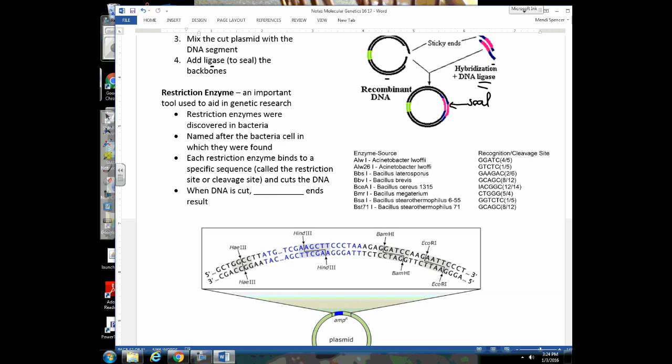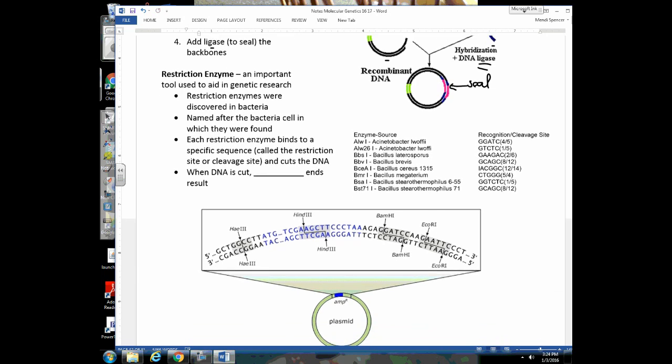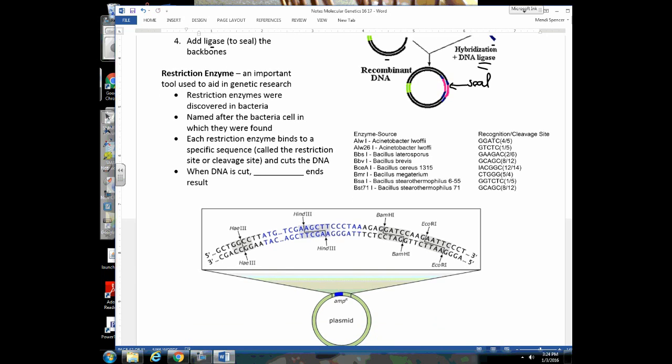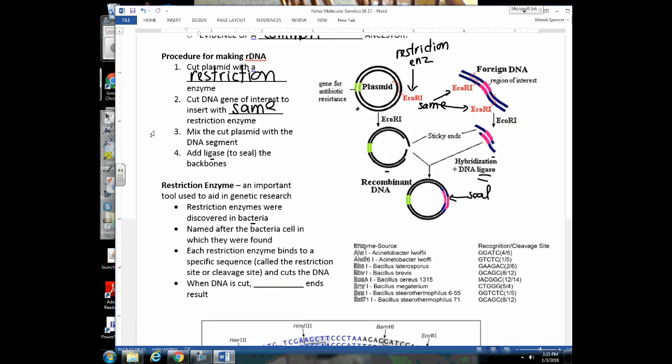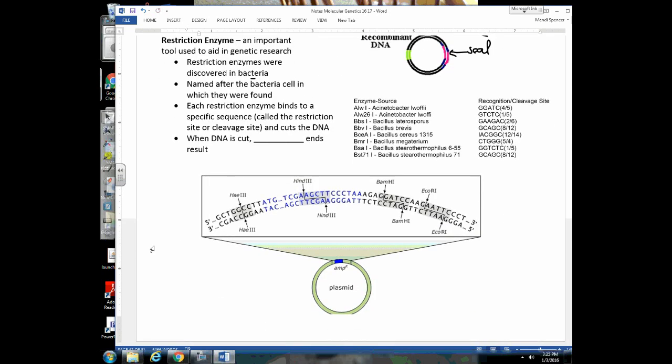Now, here's some more information about restriction enzymes. As I mentioned, they're an important tool used in different areas of genetic research. Restriction enzymes were first discovered in bacteria cells, so the name of the restriction enzyme comes from the bacteria cell in which they were discovered. The first one we indicated on this diagram, EcoR1, is a restriction enzyme that was found in a strain of E. coli.